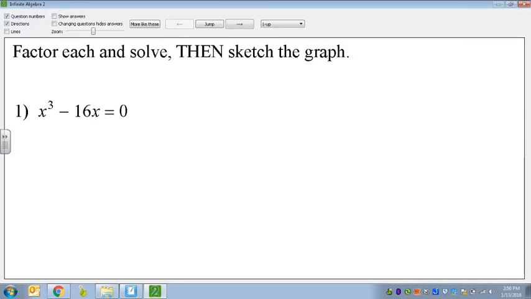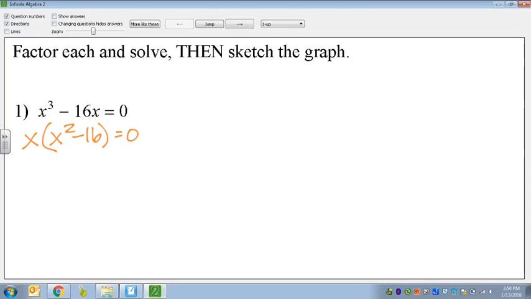So the first thing I need to think about when I factor is this idea that I need to make sure that I break down into its component parts. So when I look at factoring, I always want to see if I can make the problem easier than it is. And it looks like I have x cubed minus 16x, and I could take an x out of both of them, right? So I'd have x times (x squared minus 16) equals 0.